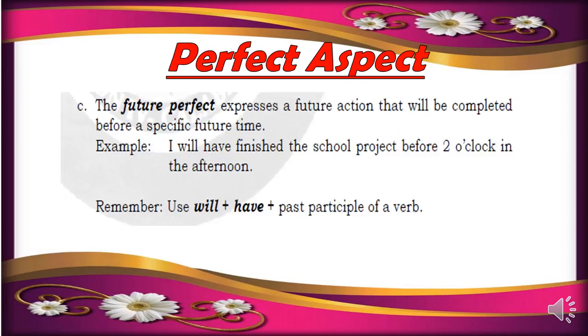Then we have the future perfect. The future perfect expresses a future action that will be completed before a specific future time. So for this example, we have, I will have finished the school project before 2 o'clock in the afternoon. As you can see, we have to remember use will plus have plus the past participle of the verb.